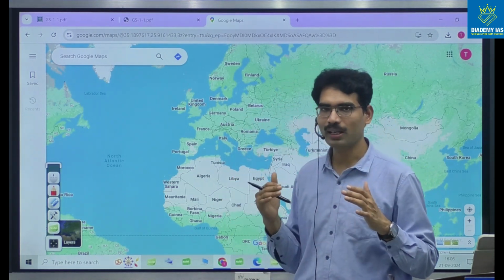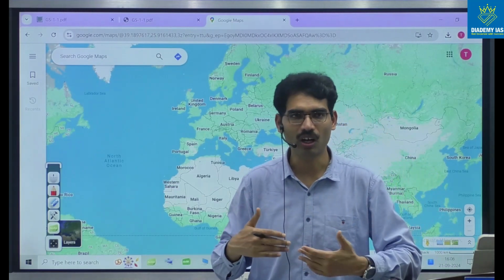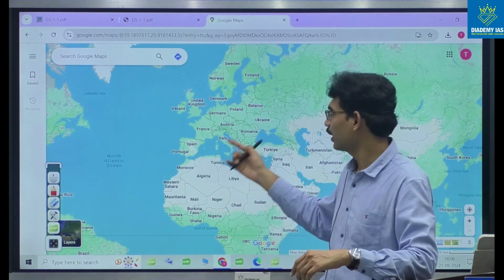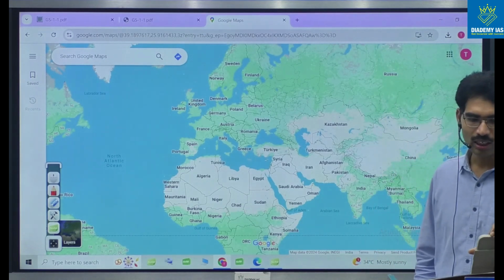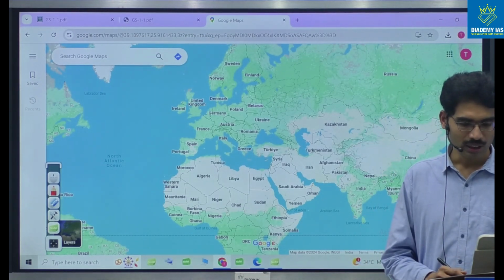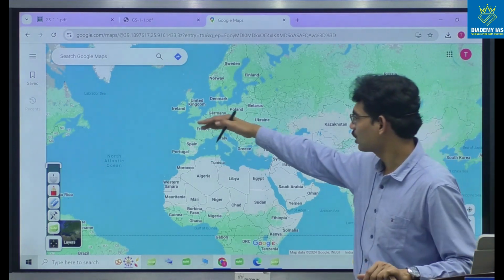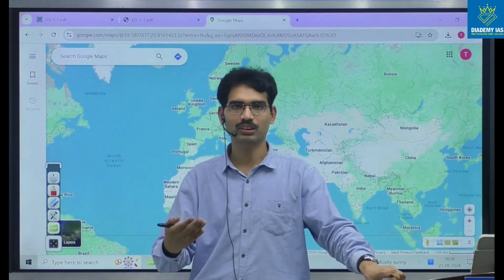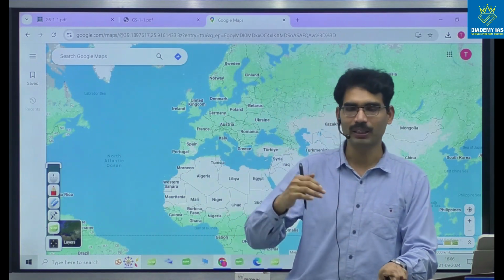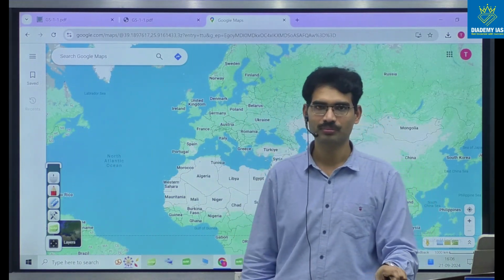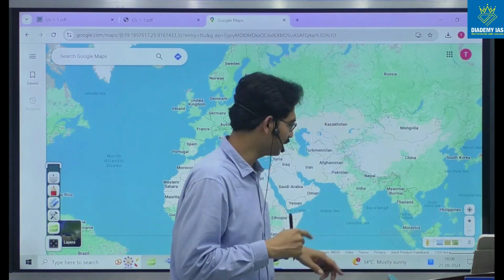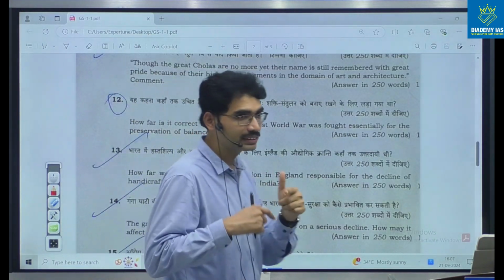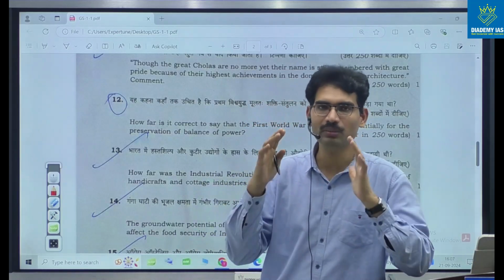Now, if one country mobilized, the other country felt that they were going to alter the balance of power, and they wanted to curtail that. That's why when the Austria and Serbia issue emerged, all other countries also wanted to preserve that order. That's why one after the other, everybody entered in. Nobody wanted to destroy this order, but everybody was forced to enter into this war. But that is not the only reason. That's why the question is how far. The question is asking how far is it correct? Is it the only reason? Is it just to maintain the balance of power?